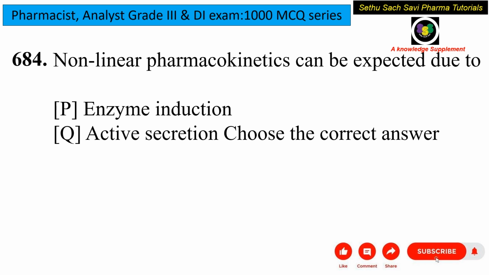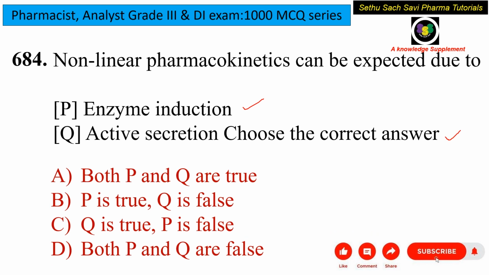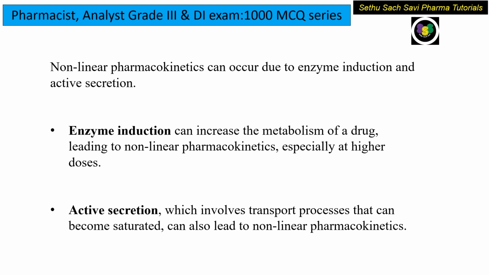Now coming to the next question. Non-linear pharmacokinetics can be expected due to P, enzyme induction, or Q, active secretion. Which is the correct answer? Yes, they have marked this as P and this as Q. So both P and Q are true, P is true Q is false, P is false Q is true, or both P and Q are false. Here they have given enzyme induction as well as active secretion. So this non-linear pharmacokinetics can occur due to both these conditions, that is enzyme induction and active secretion.